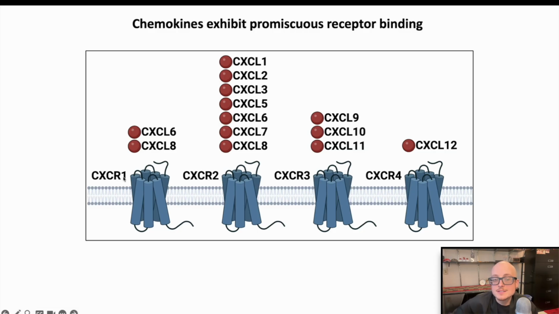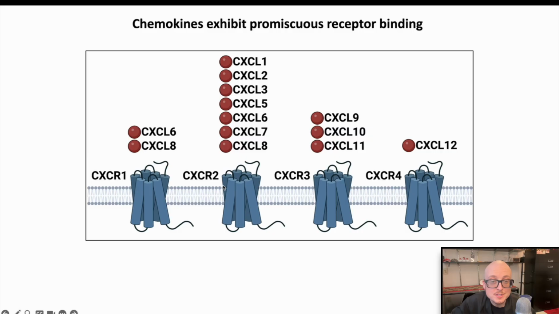Something else you can notice here is that the numbers, however, do not match. The numbers really have nothing to do with each other. Many of these chemokines, the numbers are just simply the order in which they were discovered. And so there's no sort of indication about how an individual chemokine might interact with the receptor from the number alone. So you can see that for CXCR1, it can bind to both CXCL6 and CXCL8.